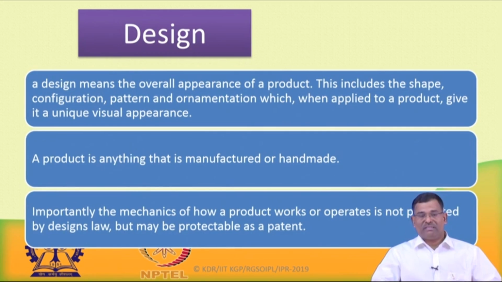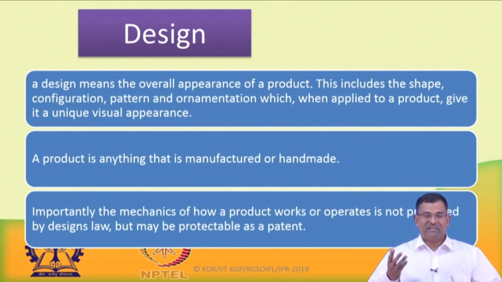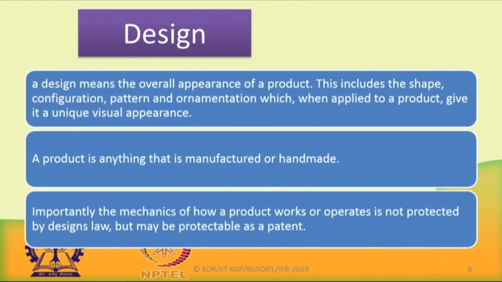So, the overall appearance must be new, then only it can be registered. It can be the shape, the pattern on that particular product, or the ornamentation. It means that the visual appearance must be unique, then it can be registered as a design. Whether the product is manufactured or handmade, these patterns and this ornamentation on that particular kind of product can be registered, these designs can be registered.